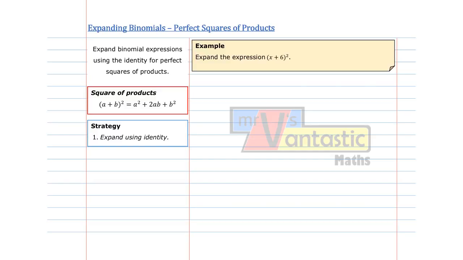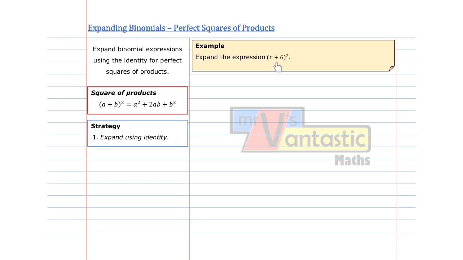This is Mr. V, and in this video we're going to learn how to expand binomial expressions using the identity for perfect squares of products. We want to expand the expression (x + 6) squared. And this is a perfect square of a bracket that involves a sum, meaning that we're adding two terms.